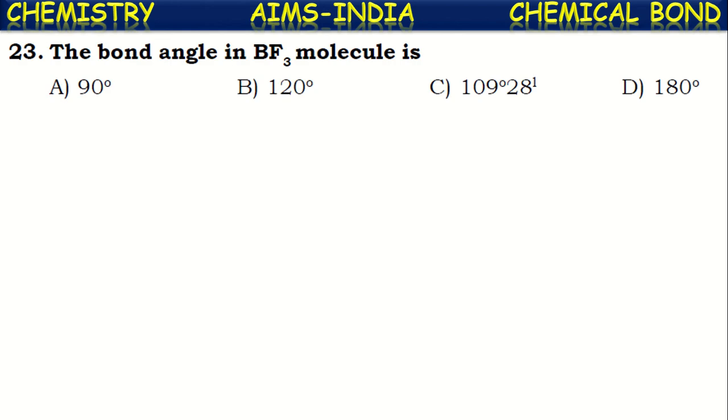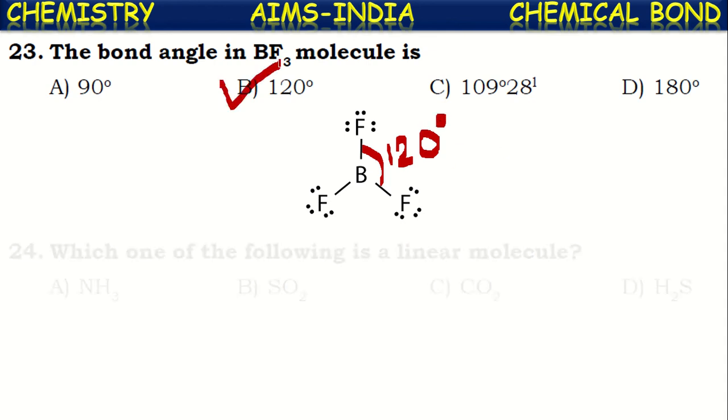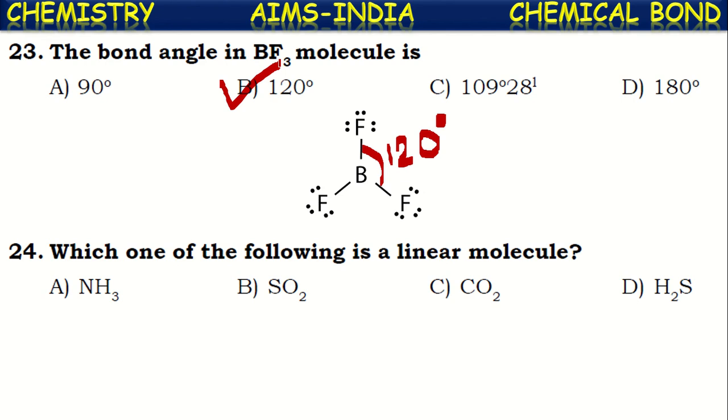Next, the bond angle in BF3 molecule. BF3 molecule means boron trifluoride molecule. In this, the central atom is boron and it has 3 bond pairs, no lone pairs. And hence the shape will be trigonal planar. If the shape is trigonal planar, then the bond angle will be 120 degrees. Okay, it has 120 degrees bond angle. It is the correct answer.